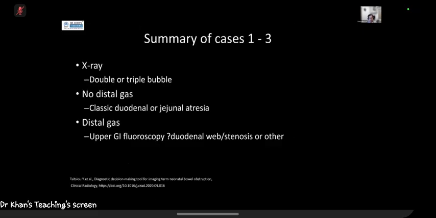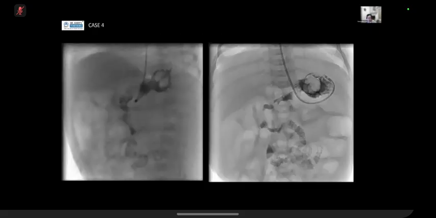Okay, so just a summary, as I said, it's a lot of repetition: double or triple bubble with no distal gas is your classic atresia. And of course, if you've got distal gas, you need to do upper GI fluoroscopy. Okay, right, case 4.